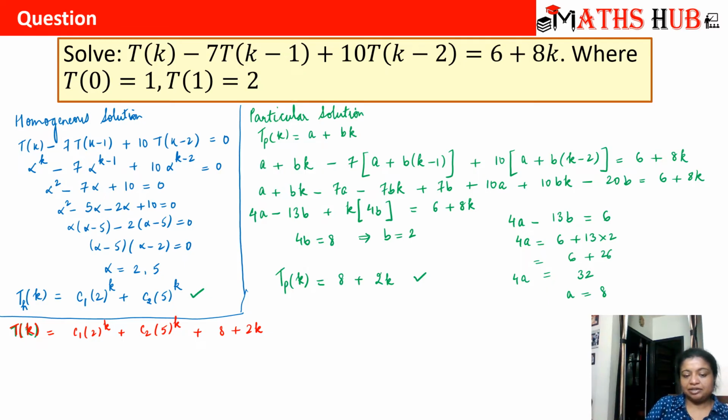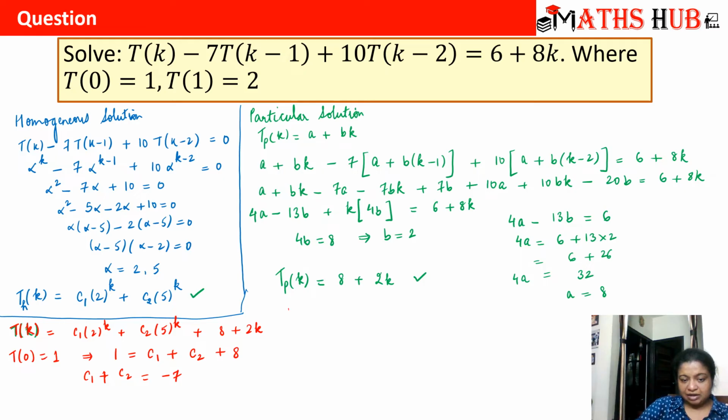Right? Now the question is still not over because we are given some initial conditions and we need to calculate the constants C1 and C2 from there. So let us apply the first initial condition T0 is equal to 1. So that means 1 is equal to, we'll put k as 0. So C1 2 raised to power 0 is C1 plus C2 5 raised to power 0 will become 1. So it is C2 plus 8 2k will again become 0. So the equation becomes C1 plus C2 is equal to minus 7.